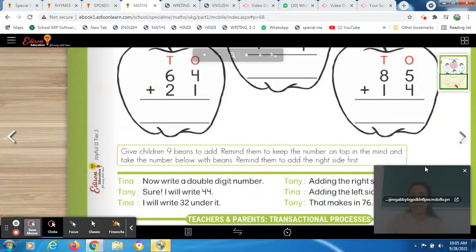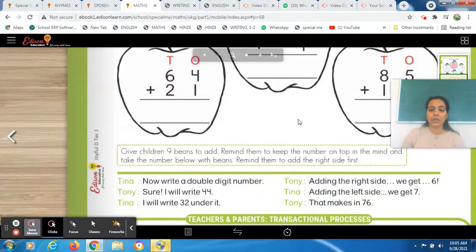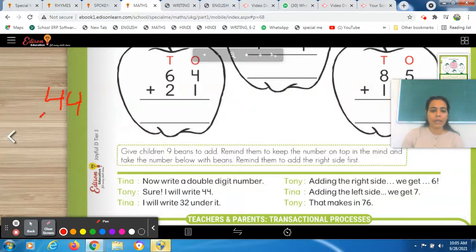So Tony said, adding the right side first. So what does Tony do? Tony will write number 44 and Tina will write number 32 below this number. Okay, so Tony said, I will start with the right hand side. Which is the right hand side, students? The right hand side is this. Right? So Tony said, when I add the right hand side, I will get 4 plus 2 is 6. So he will write 6 over here.